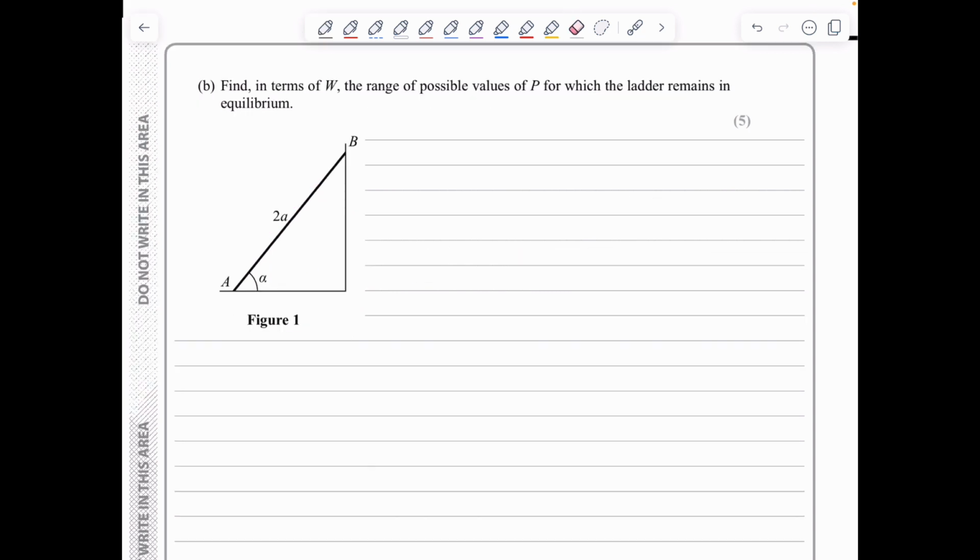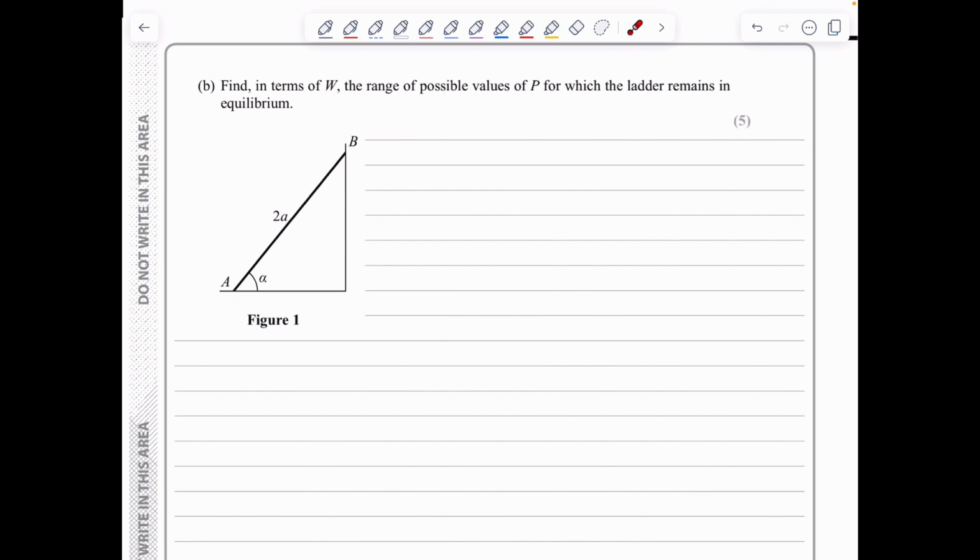In part B, we are asked to find, in terms of W, the range of possible values of P for which the ladder remains in equilibrium. So I will be considering two different situations. Let's start with the diagram. I will add the forces once more.